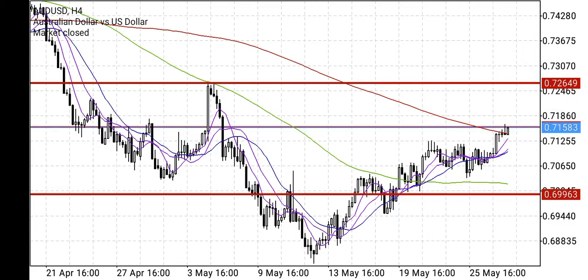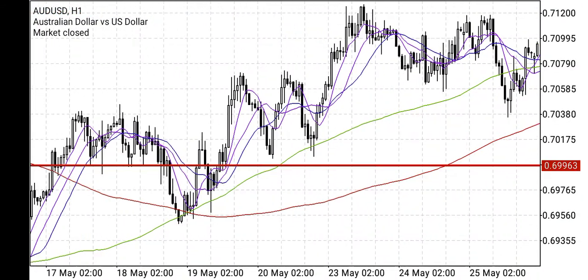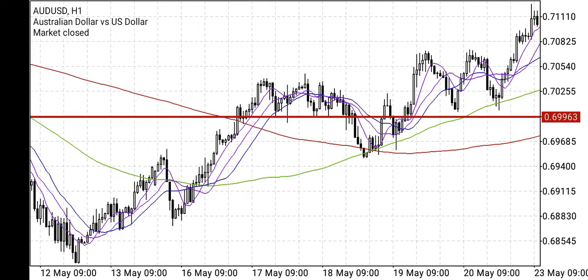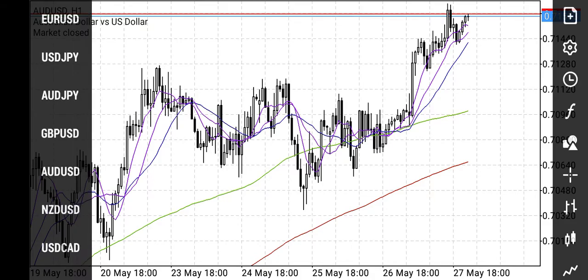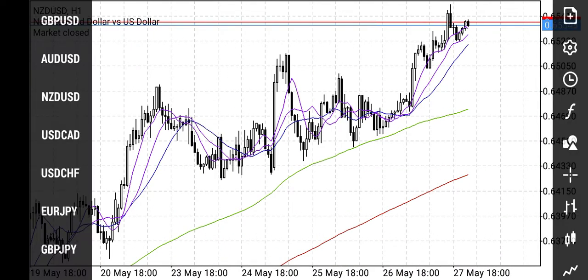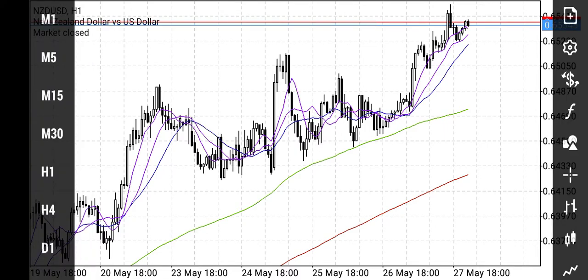Then using the 1 hour time frame, I believe the H4 time frame has already explained what we have to do on AUDUSD. So let me switch to the next currency pair, which is NZDUSD. So now looking at NZDUSD, let me switch the time frame to the daily time frame.